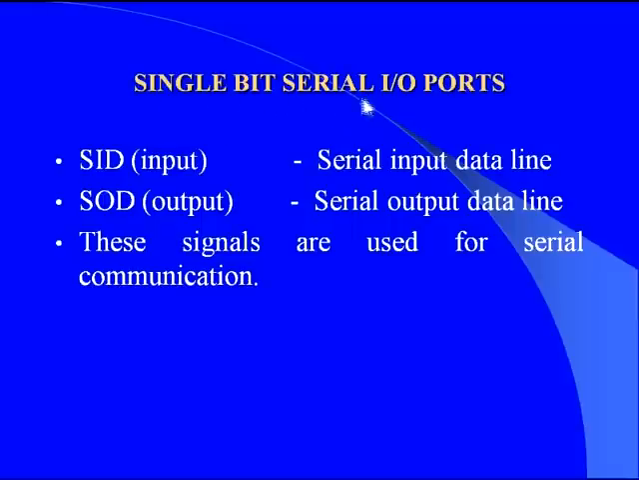Then the single bit serial I/O ports. I already explained about SID and SOD. These signals are used for serial communication. You can output data of 0 or 1 through the SOD pin. Similarly, you can read the data 1 or 0 through the SID pin. For these two applications, another signal which should be enabled is SDE, serial data enable. That is the D6 bit, which should be set to 1.